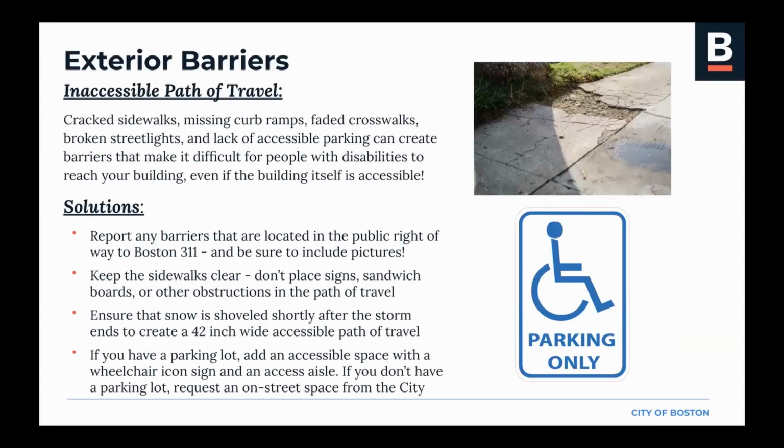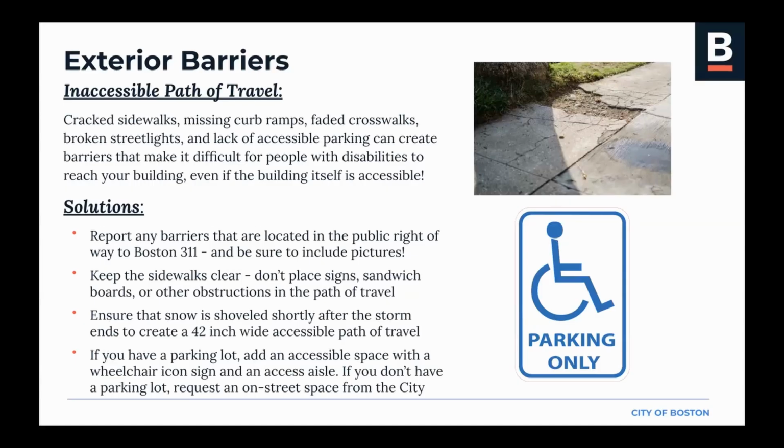read. Some exterior barrier locations include inaccessible path of travel, so cracked sidewalks, missing curb ramps, faded crosswalks, broken street lights, the list goes on. This can create barriers that make it difficult for disabled people to reach your building, even if the building itself is accessible. So some great solutions for this would be to report any barriers that are located in the public right of way to Boston 311 and make sure that you're including pictures.